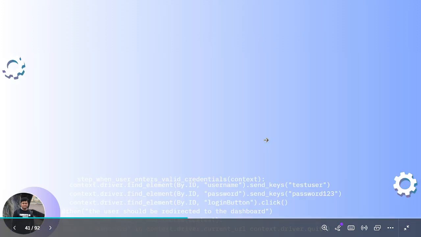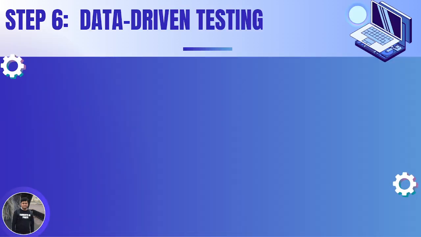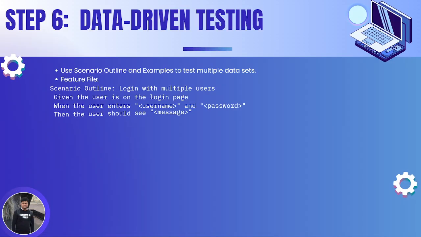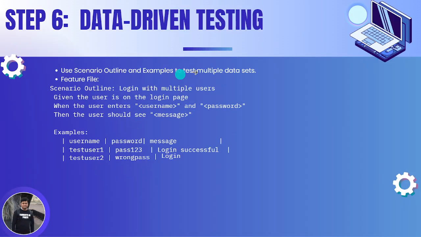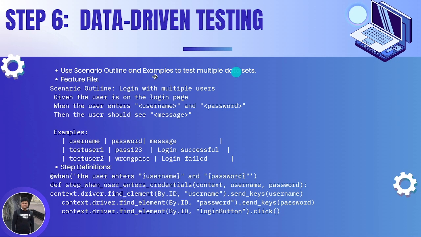Next is data driven testing. So again, you can use the scenario outline and examples to test multiple data sets. For that, you can use the feature file and then scenario outline and then examples. You can pass a number of users and passwords with the login messages.